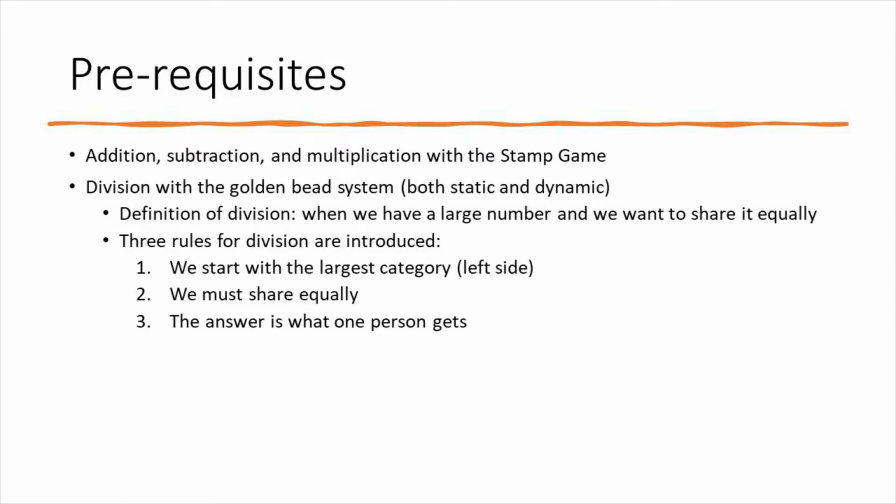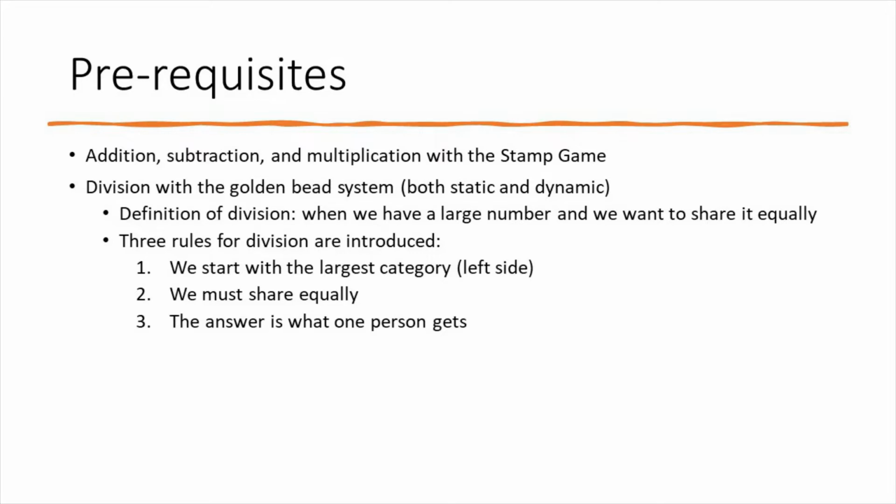So when I do the division lesson with golden beads, I like to have 3 students and I get all these golden beads and I share them equally. And when I do that, I give them the definition of division. And basically, I've already given you the definition of division, and that is when we have a large number and we want to share it equally. Now, when we give this definition of division, we also have to give these 3 rules before we start division so that we can share equally, right?